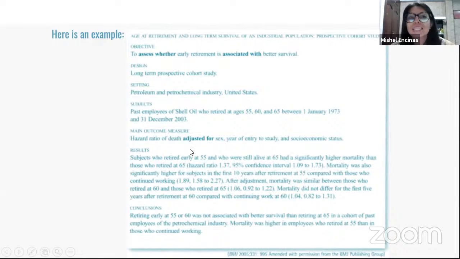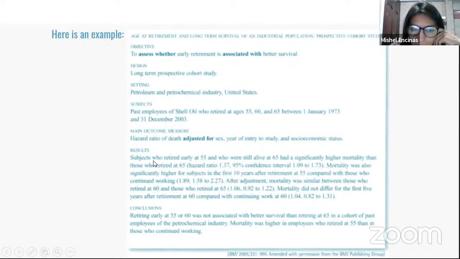Main outcome measure: hazard ratio of death adjusted for sex, year of entry to study, and socioeconomic status. Okay, then we can say, but you said that this is related to the objectives, right? This here might be the general objective. Then here we have to read this very carefully, and we will find out that the specific objectives have to be related with sex, year, and socioeconomic status, right? Then we will find a main outcome measure, okay?